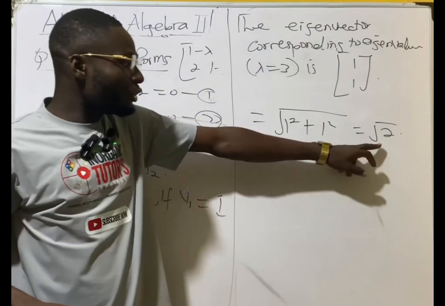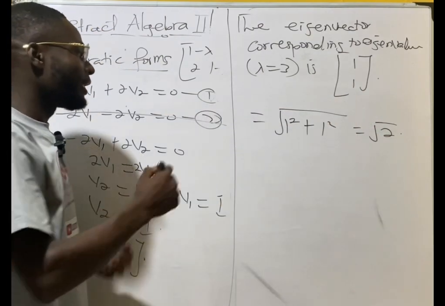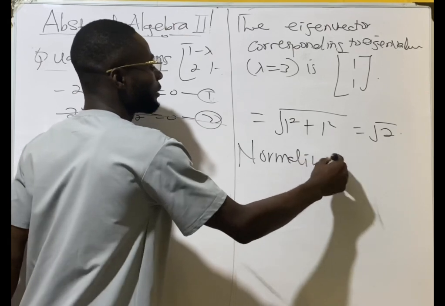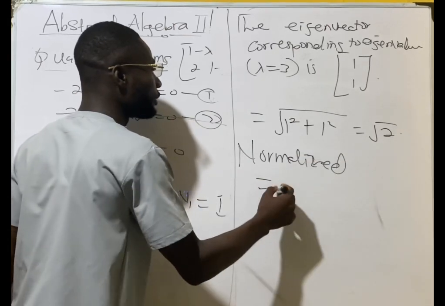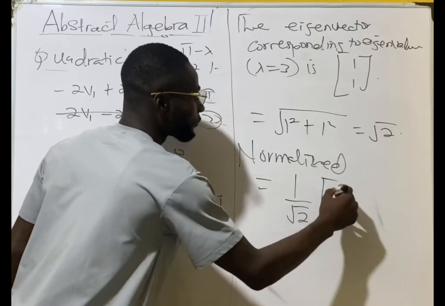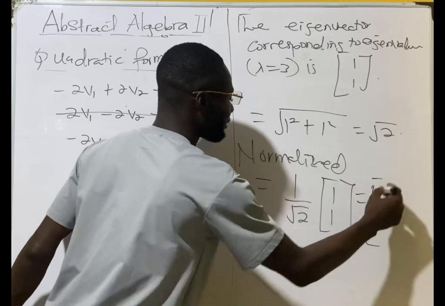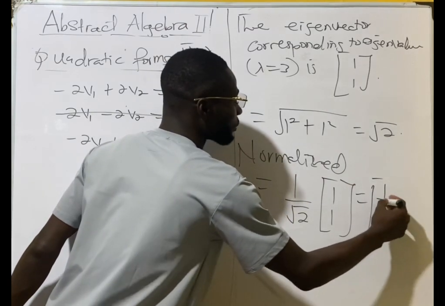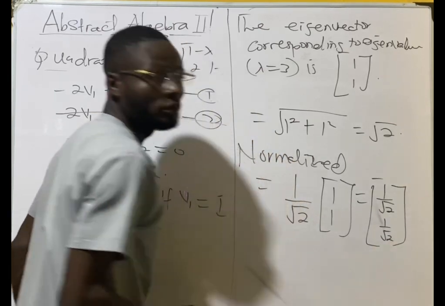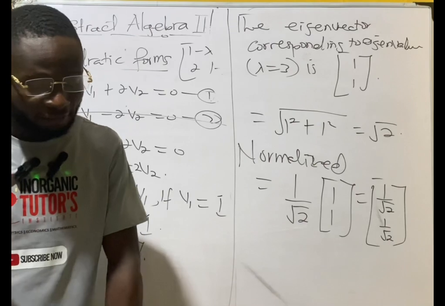Now, we use this magnitude to divide this result. So the normalized result will be equal to 1 over square root of 2, 1, 1 here. So this is basically telling us that we have 1 over square root of 2, 1 over square root of what? 2, right? So this is our normalized value.